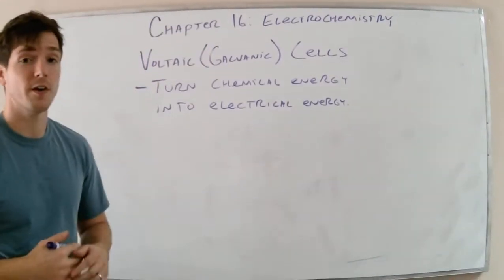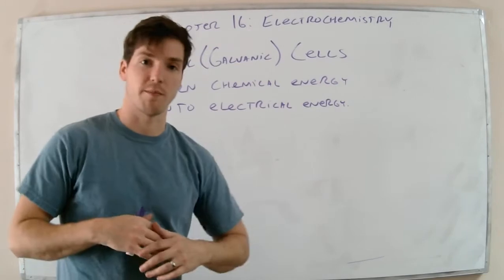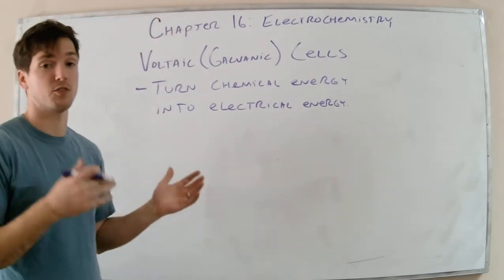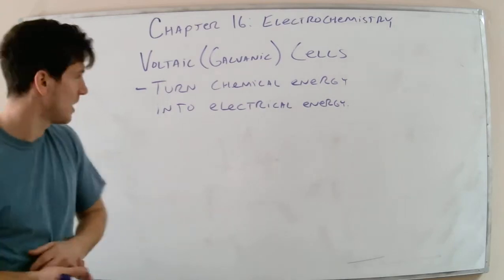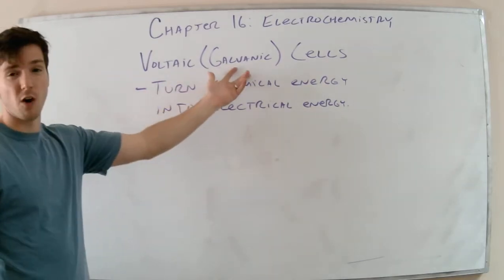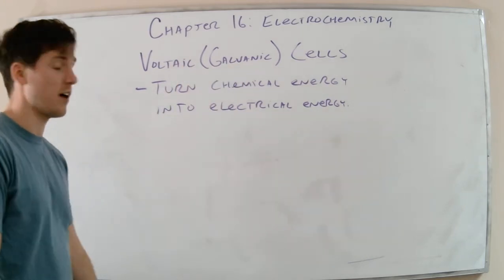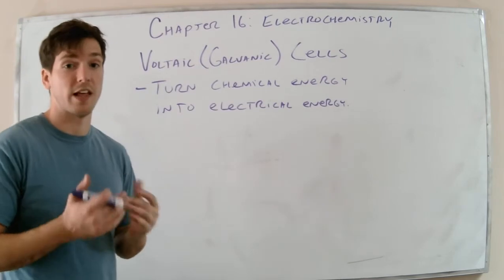Hey everyone, so we are into chapter 16, which is electrochemistry. So it's kind of where chemistry and electricity converge, as you could guess from the title. Today what we're going to be talking about are voltaic, also known as galvanic cells. Pretty much what they do is they turn chemical energy into electrical energy.